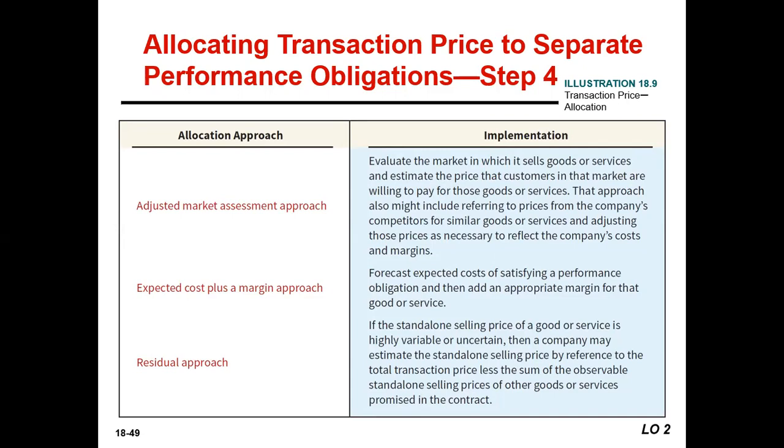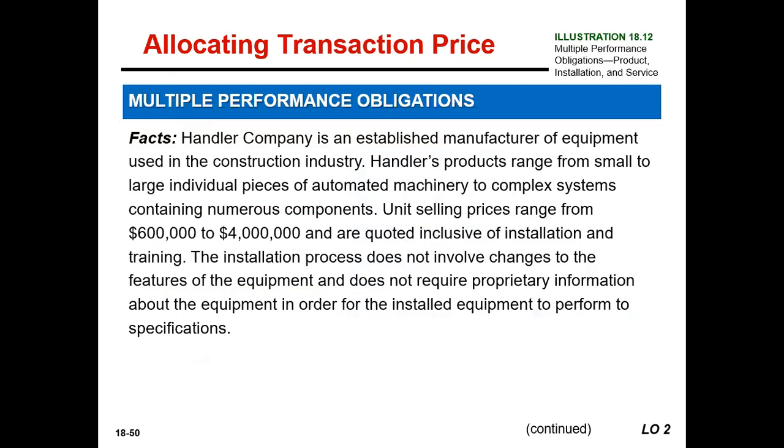Residual approach. If the standalone selling price of a good or service is highly variable or uncertain, then a company may estimate the standalone selling price by reference to the total transaction price less the sum of the observable standalone selling prices of other goods or services promised in the contract. So we'll be having examples again here. So under allocating transaction price, because this is the gist of how do we allocate.